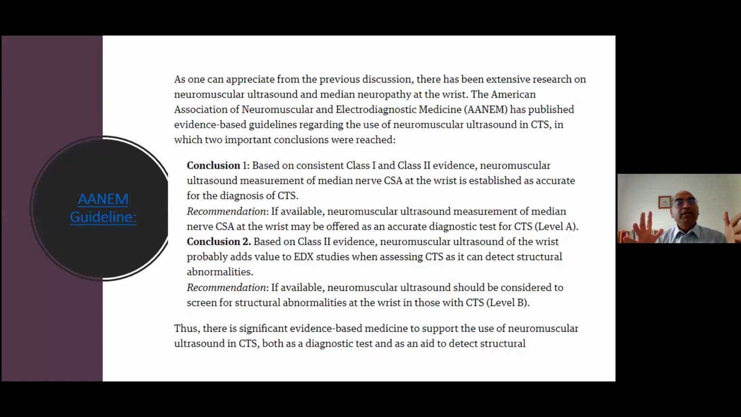This guideline is from 2012, which is almost 10 years old, but still, until we get a very large number of class 1 and class 2 evidence, at the moment these two tests are complementary to each other. The American Academy of Electrodiagnostic Medicine advises ultrasound as accurate for diagnosis of CTS. And to rule out additional structural pathology, it does advise ultrasound, which has level B evidence.